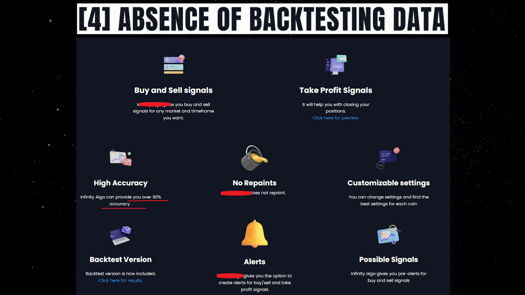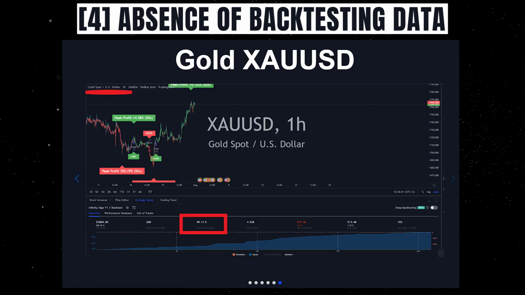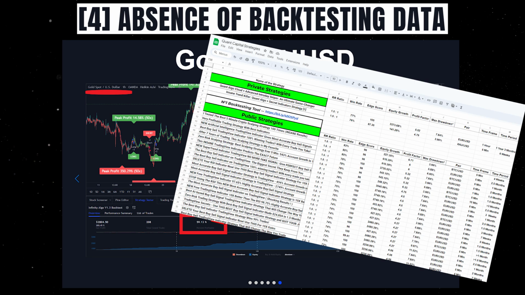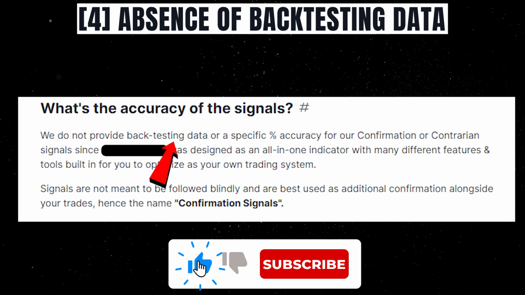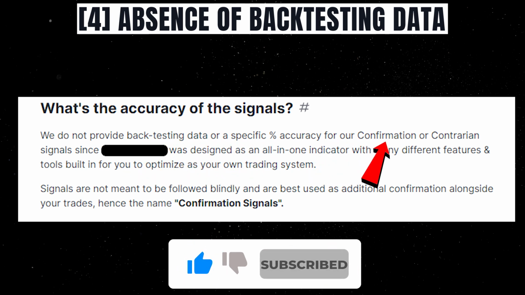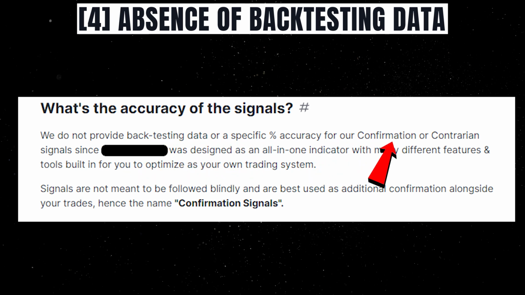The next guy claims over 90% accuracy. But here we can see a reference to the backtest results. So, upon examining the backtest results, the highest win rate found is 59%, which is amusing given that we have released numerous free strategies with much higher win rates. We have one more indicator guru, and this time they mention that they do not provide backtesting data. And guess why? Because the indicator doesn't work at all.